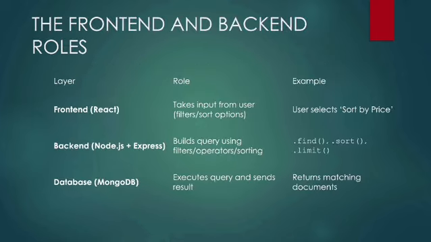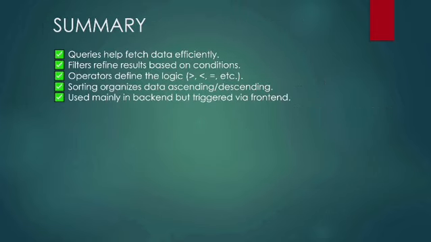And the front-end and back-end roles we have to use in queries. On the front end we use React, on the backend Node.js plus Express, and the database is MongoDB. The role of the front end is to take input from the users, filters and sort options, and the backend Node.js plus Express builds the query using filters, operators, and sorting. And the last one, the database MongoDB executes the query and sends the result. And here are the examples. And finally, the summary.